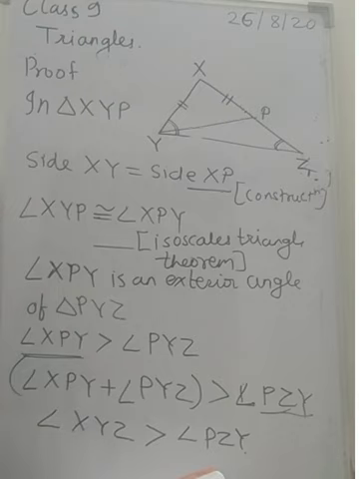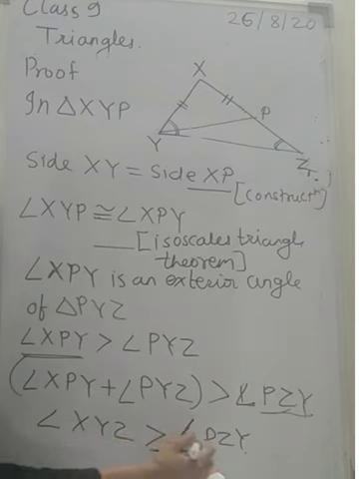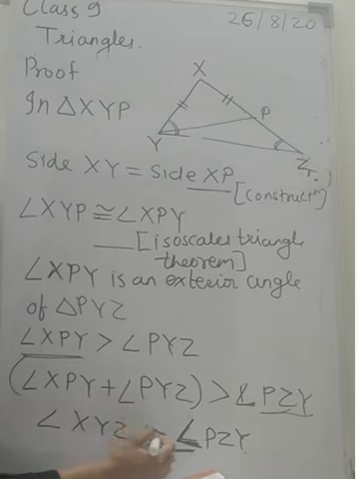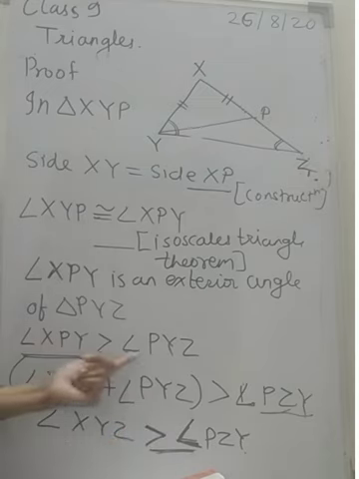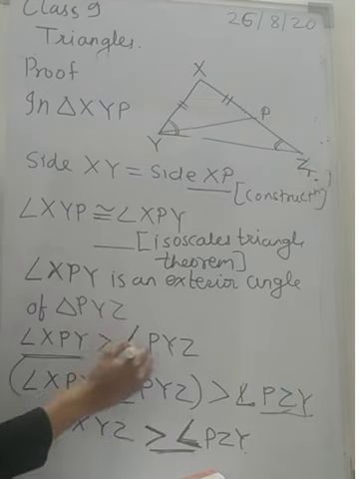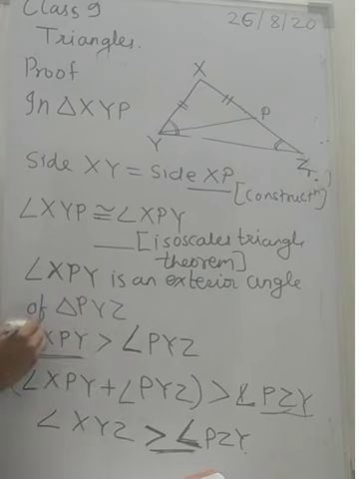I hope you have understood. Just while writing, don't get confused about this. This is the angle symbol and this is the greater-than sign. Here it is also like that. This is the angle and this is the greater-than sign. So I want you to write down all this.